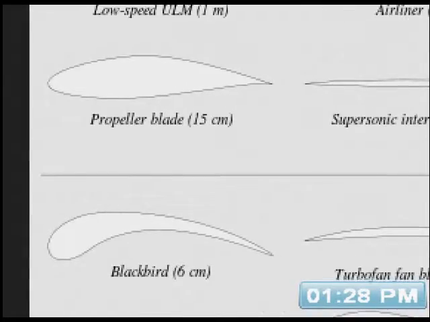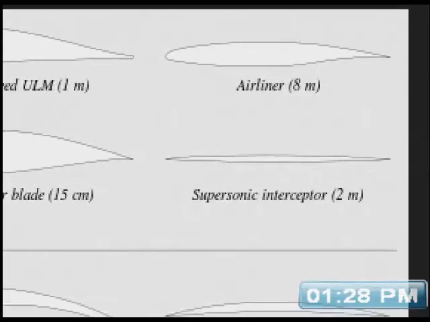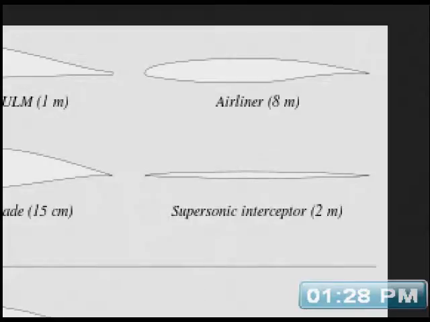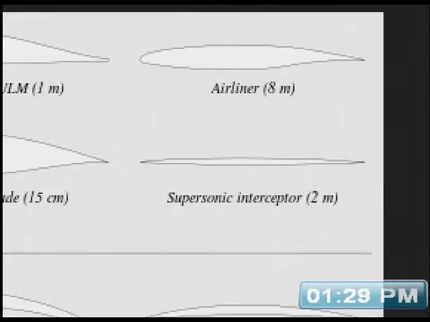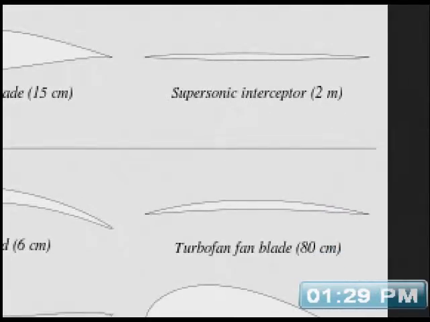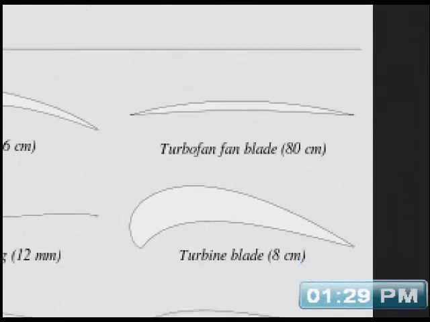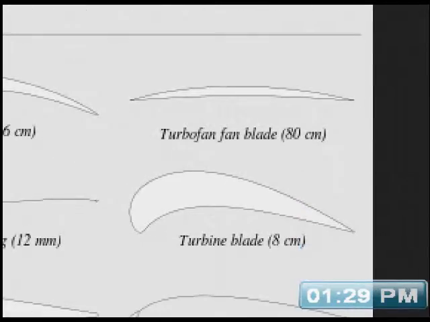Right, there's a propeller blade, that one there. Now, airliner blade. Now there's an airliner wing cross section, supersonic. Now the faster the airstream, the thinner it has to be. Right. There's a turbofan blade. There's a turbine blade. Why are they shaped like that?